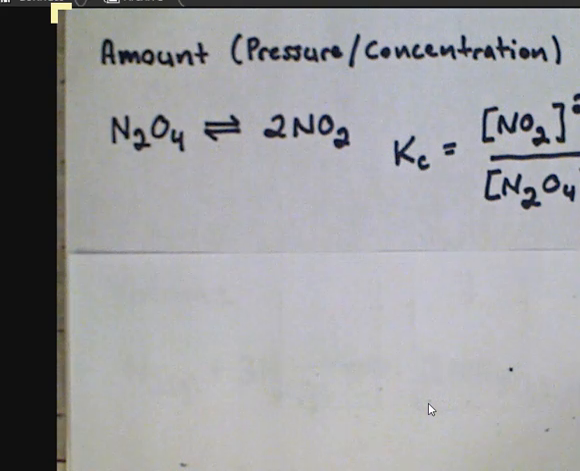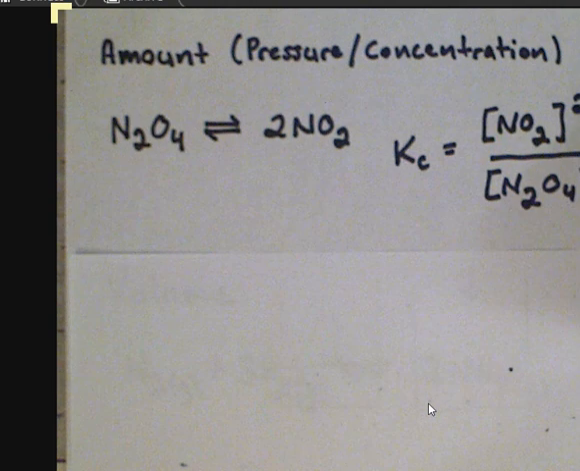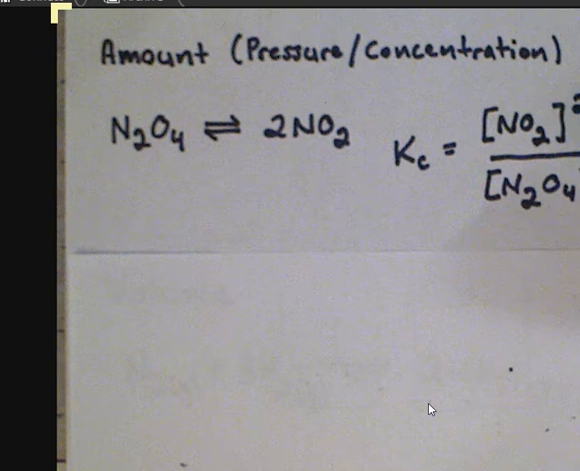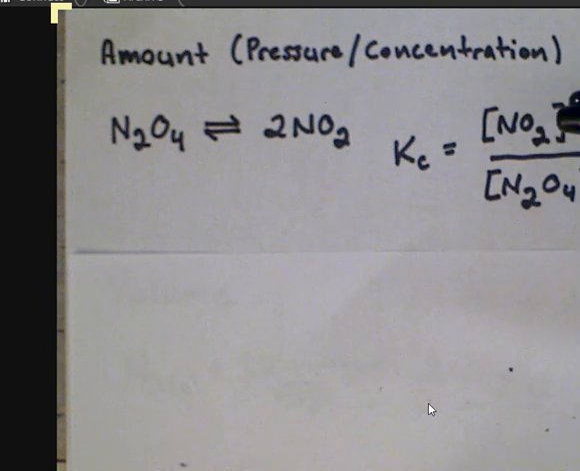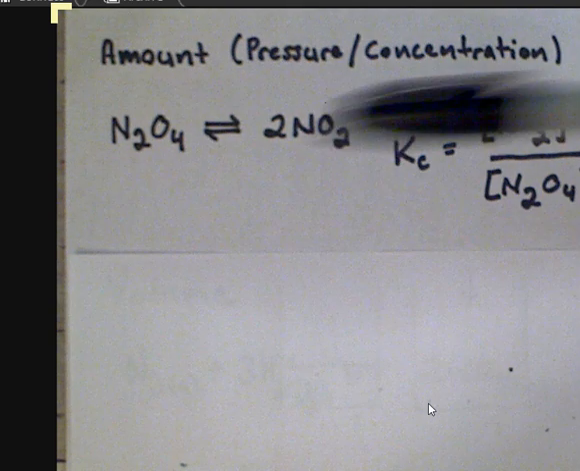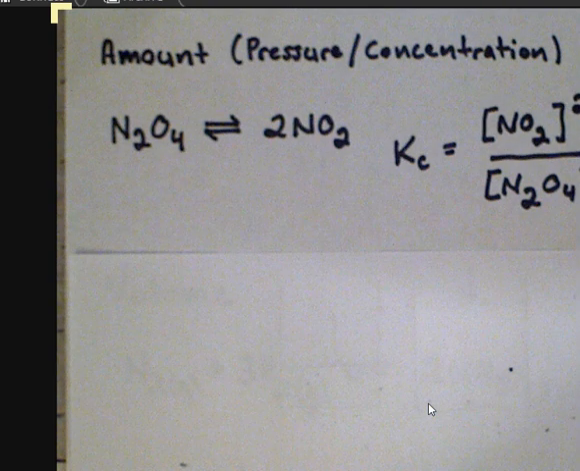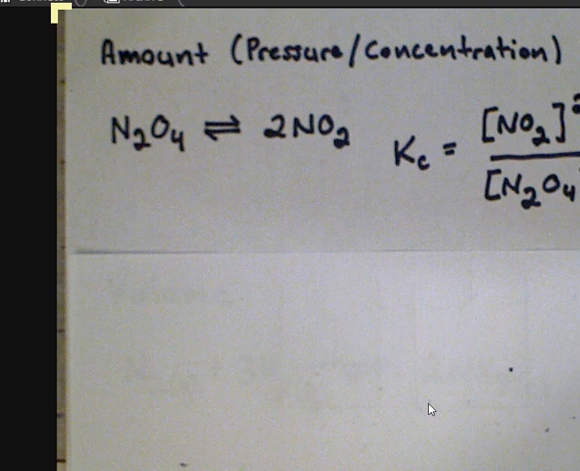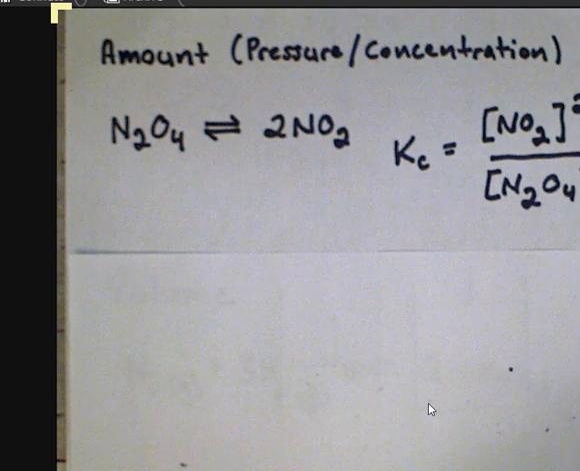Alternatively, if we were to increase the concentration of NO2 by adding more NO2 to this reaction, we would shift the equilibrium to the left, right? We'd get a Q value that was greater than K, and so we would have to push the reaction to the left, producing more N2O4 in order to restore the equilibrium. Okay? So that's the simple example.